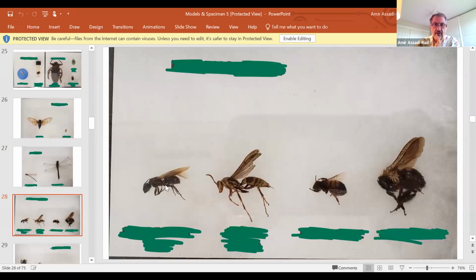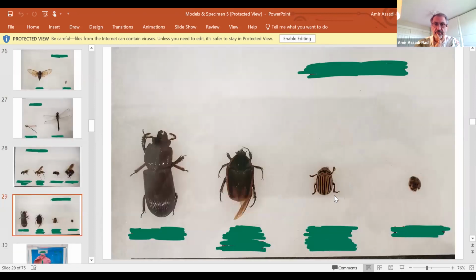Again, there's a flying ant, wasp, bumblebee, and regular bee. These are all beetles, and this is the ladybug. Ladybug also belongs to order Coleoptera.